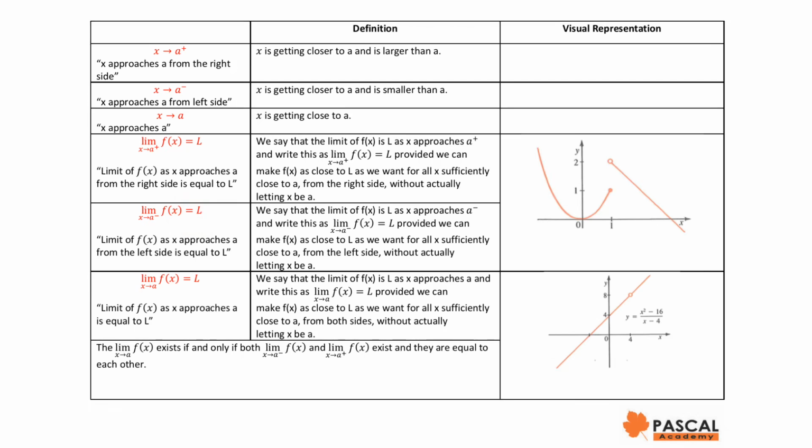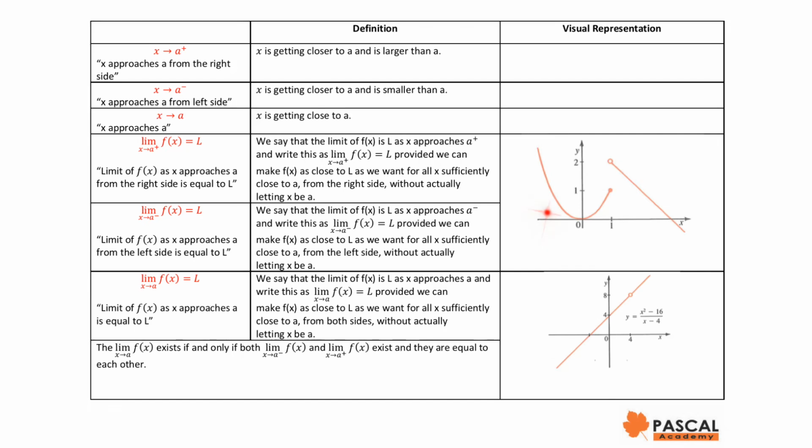The limit of f of x as x approaches a exists if and only if both the left and the right side limits of f of x as x approaches a exist and they are equal to each other.